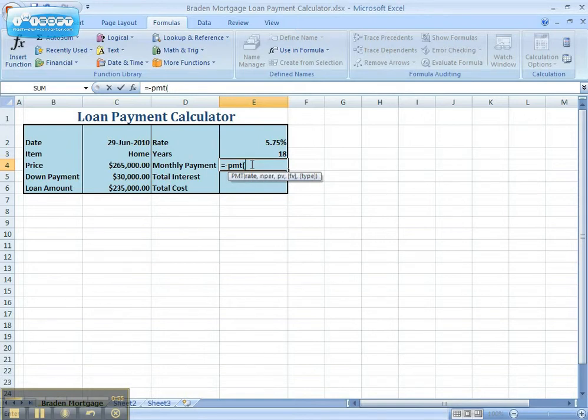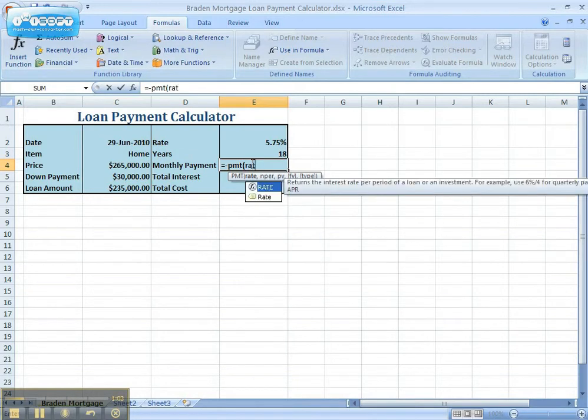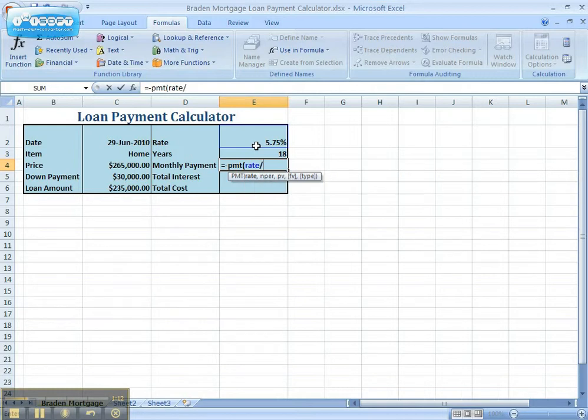The first part of our payment function is going to be our interest rate. This is going to be a monthly interest rate because it's our monthly payment. To calculate the monthly interest rate, we type rate, and the rate here is referring to this cell up here. When we named that, we named it rate. So rate divided by 12 is going to be your monthly interest rate.